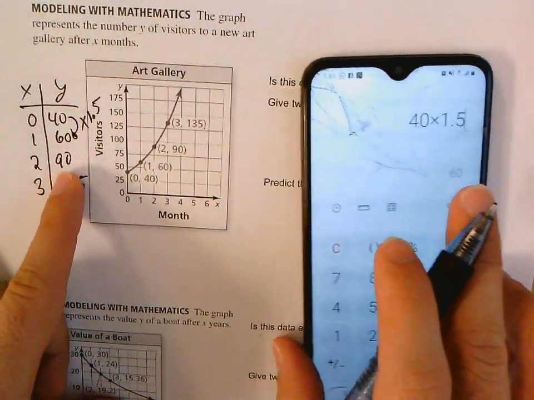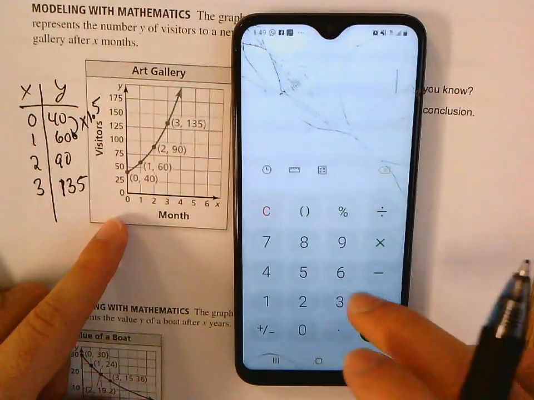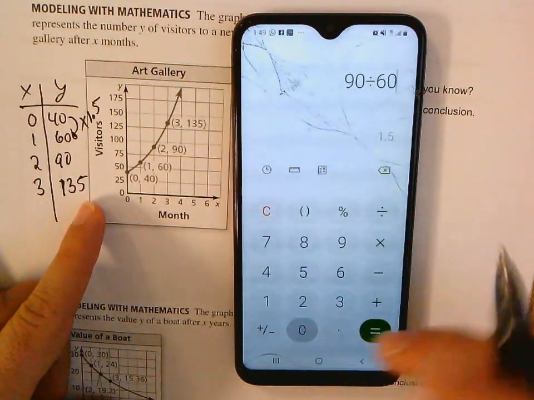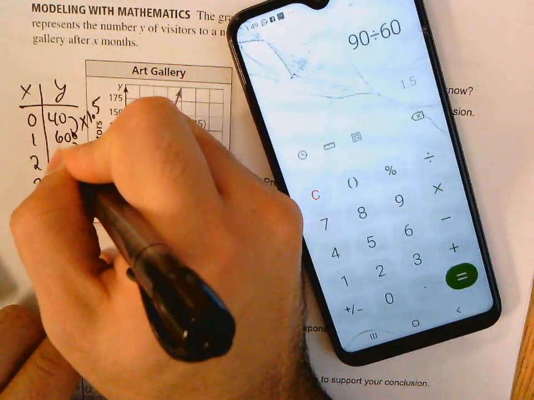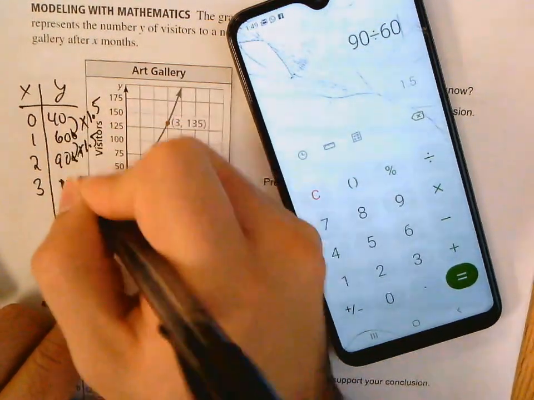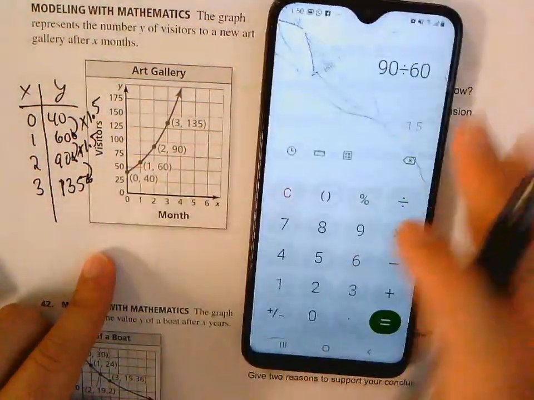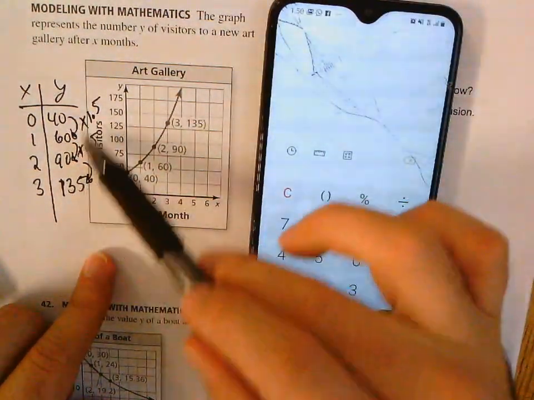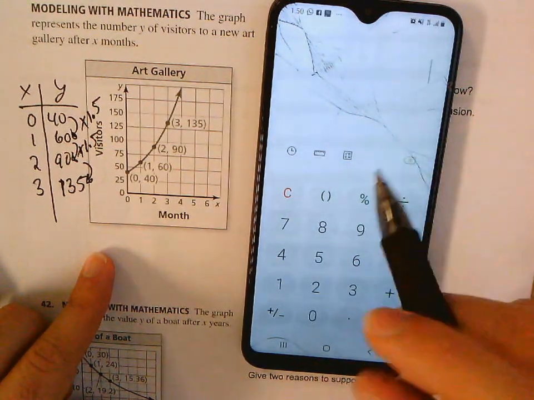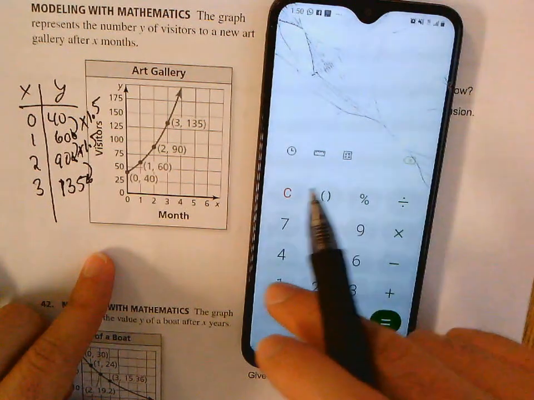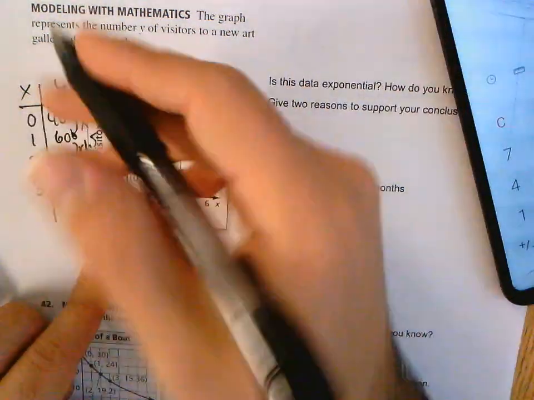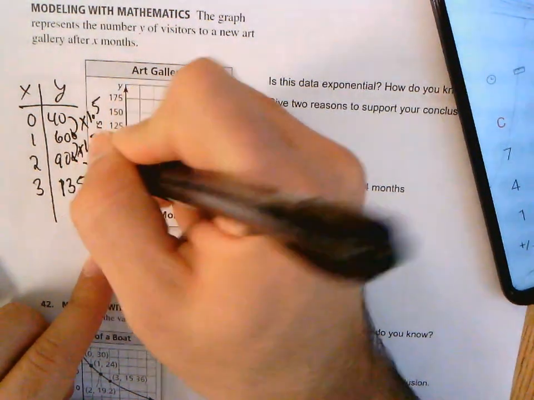Let's see if that's true for the second number. So 90 divided by 60. Oh, look at that. I got 1.5 again. Times 1.5. Don't always assume that everything is increasing by the same common ratio. So let's see, 135 divided by 90. It's also 1.5, times 1.5.